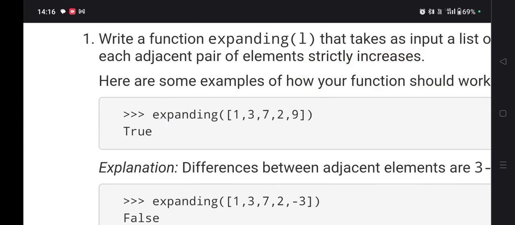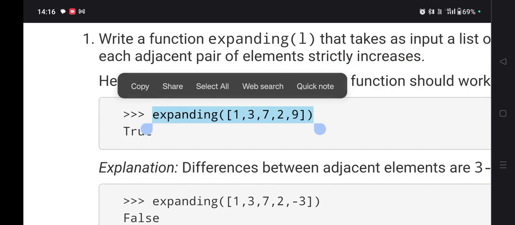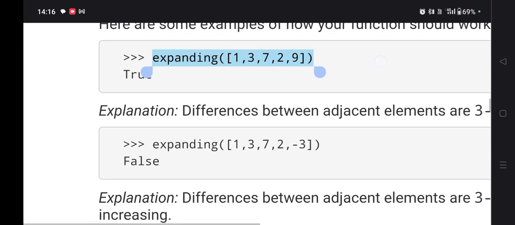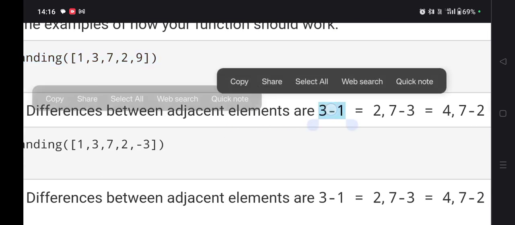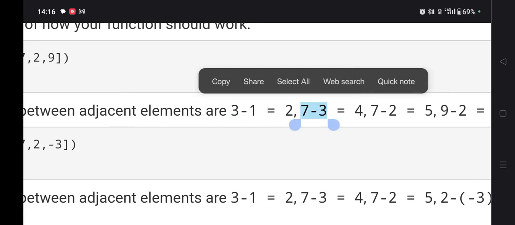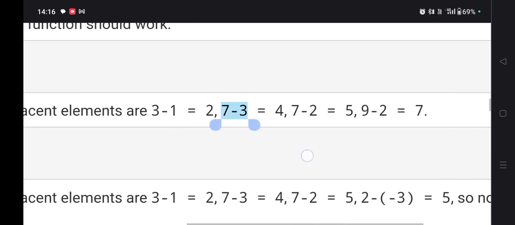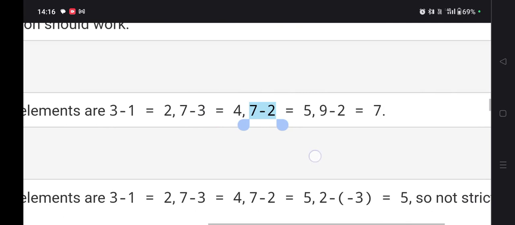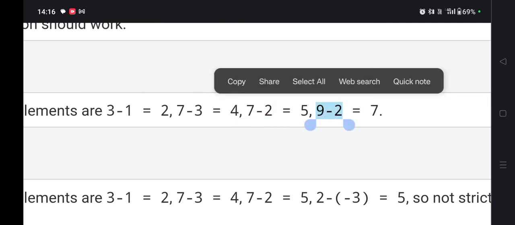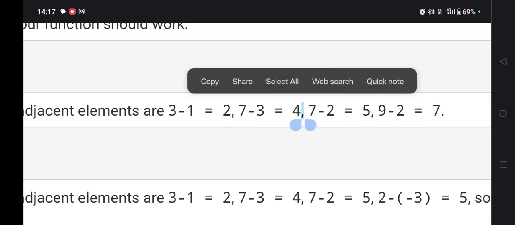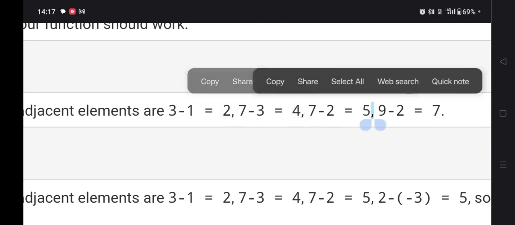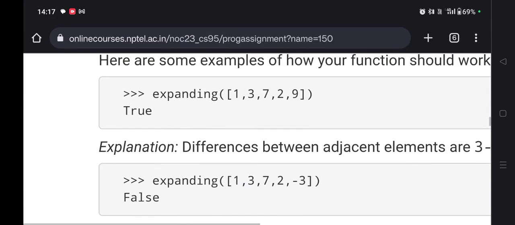He has given one function name. In that function there is one list. So if you find the difference between two pairs, at first the difference between two pairs is 2, the difference between another adjacent pair is 4, then the adjacent pair is 5, then the adjacent pair is 7. So the first output is 2, second output is 4, third output is 5, and fourth output is 7.